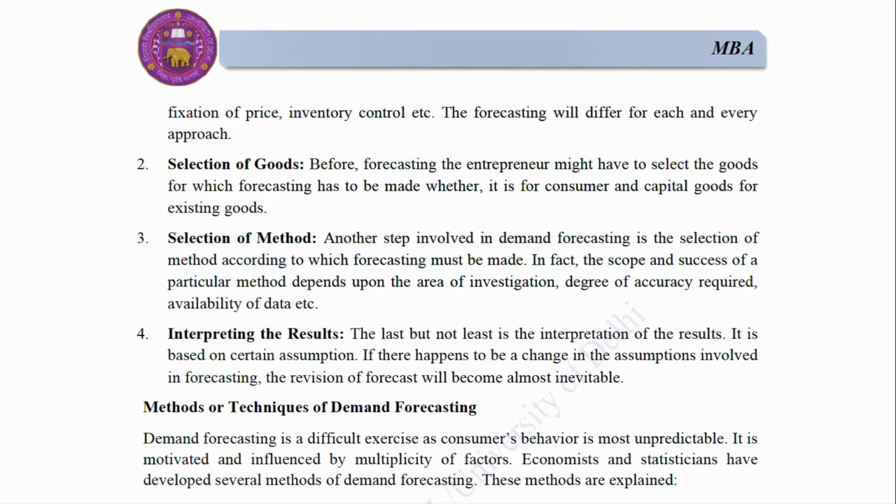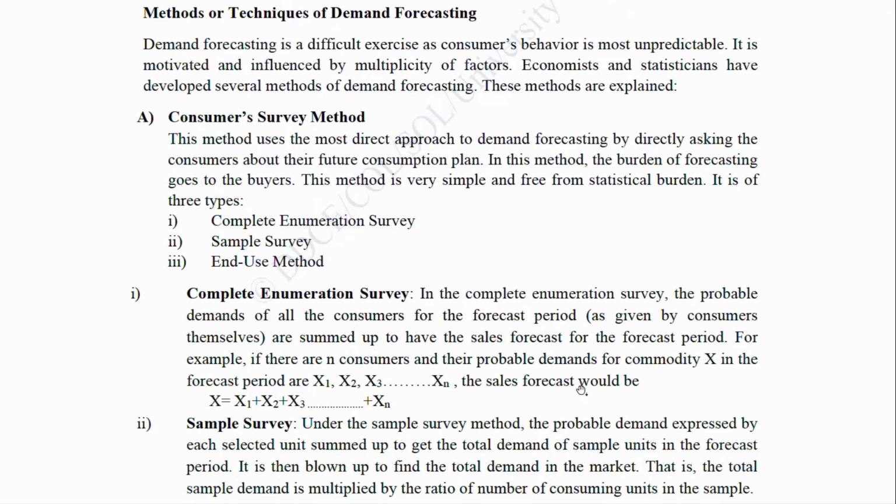Third, selection of method. Another step involved in demand forecasting is the selection of method, according to which forecasting must be made. In fact, the scope and success of a particular method depends upon the area of investigation, degree of accuracy required, availability of data, etc. Fourth, interpreting the results. The last but not least is the interpretation of the results. It is based on certain assumptions. If there happens to be a change in the assumptions involved in forecasting, the revision of forecast will become almost inevitable.